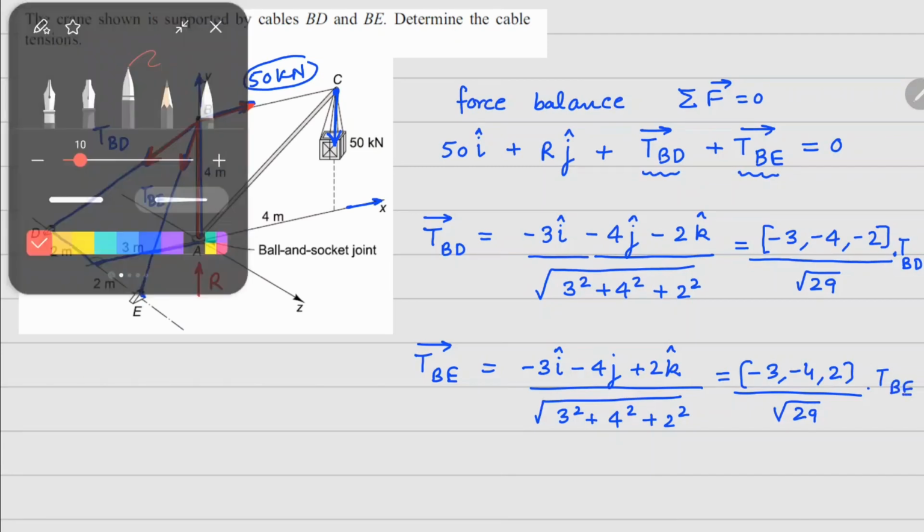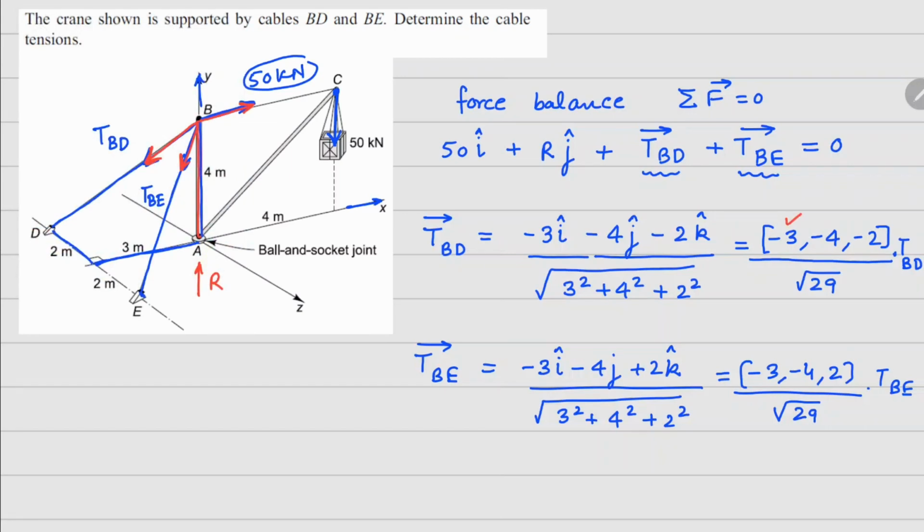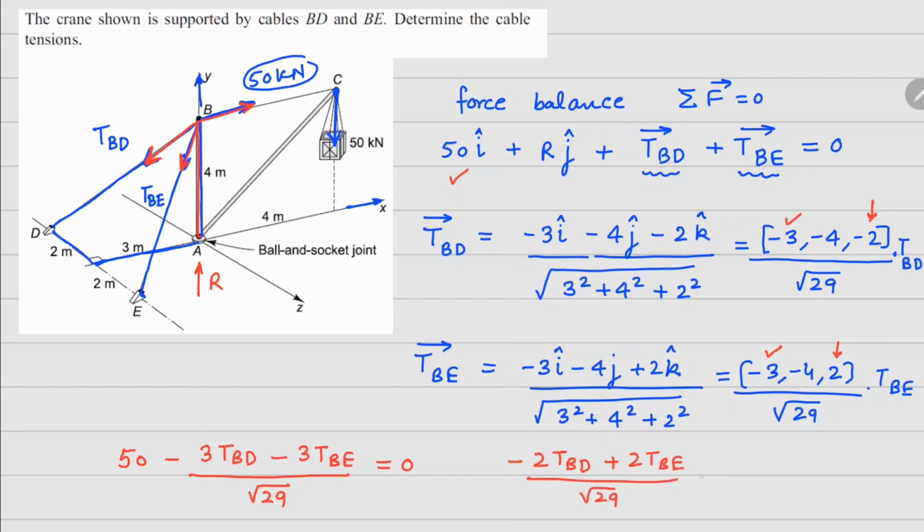So now if I look at all the i cap terms here, so i cap is coming from here and coming from there. So the x component gives us one equation, which is 50 minus 3 TBD minus 3 TBE divided by square root 29 equals to 0. And similarly, if you look at your k cap components, so this one is k cap right here and k cap right here, it gives us minus 2 TBD plus 2 TBE divided by square root 29 equals to 0.